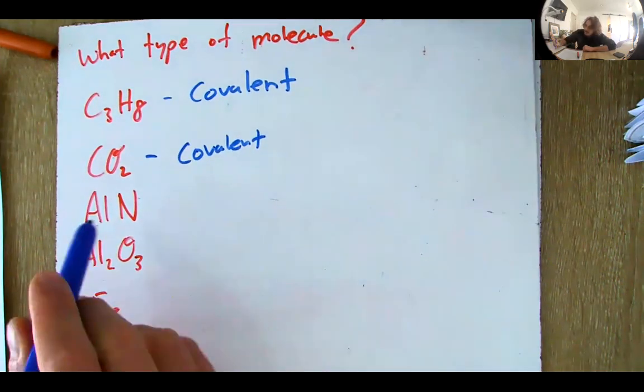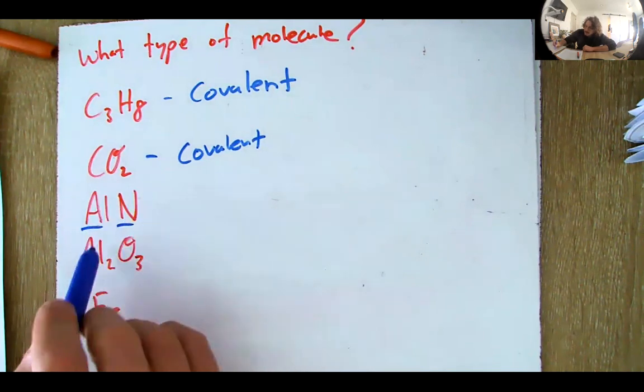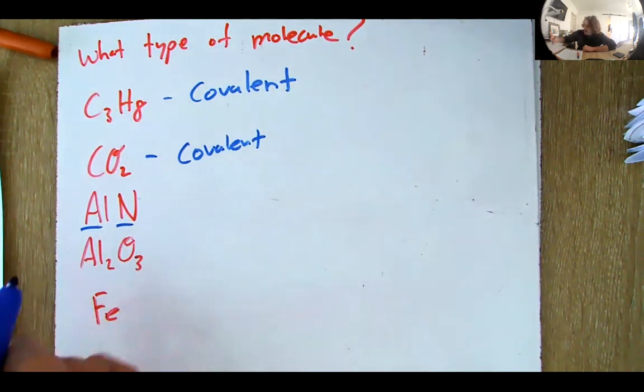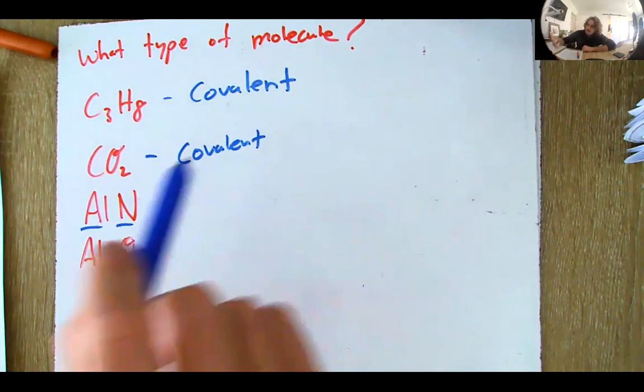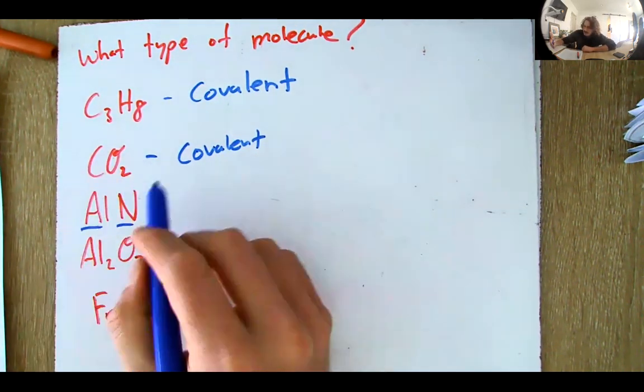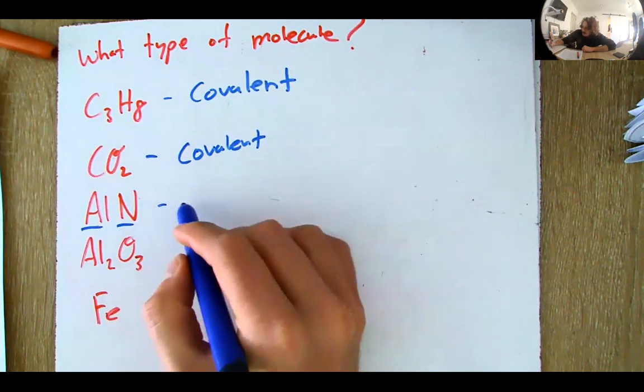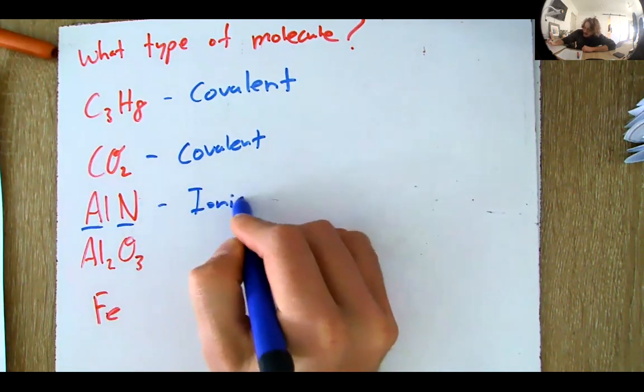All right, next one is aluminum nitride. This is the correct formula for aluminum nitride. And what type of molecule is this? Well, aluminum would be the metal. Nitride, nitrogen would be the nonmetal. So this is going to be an ionic type molecule.